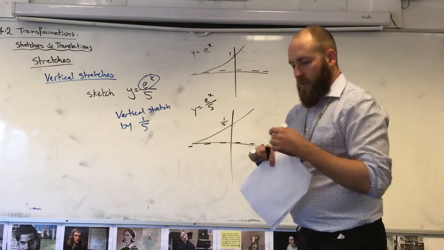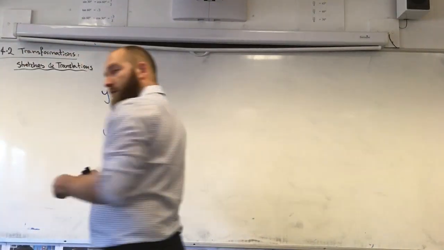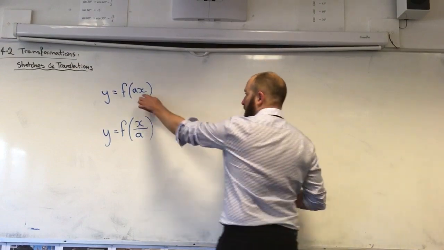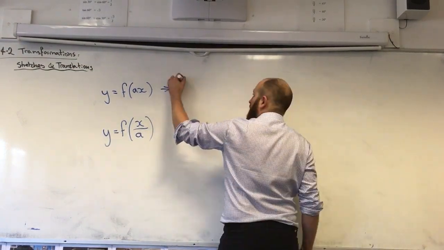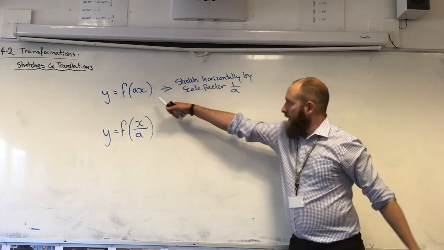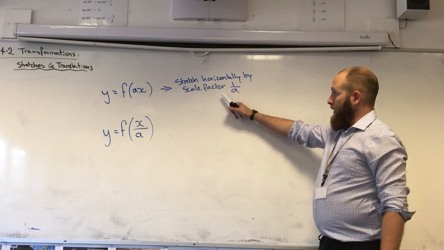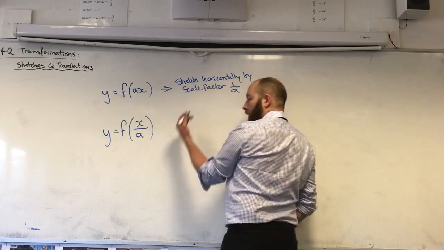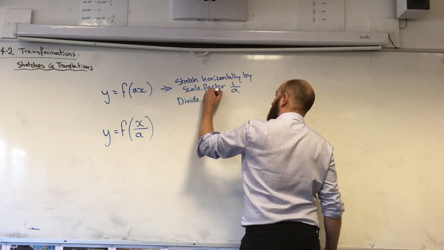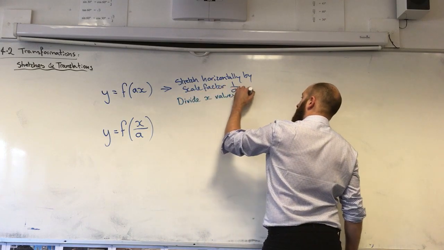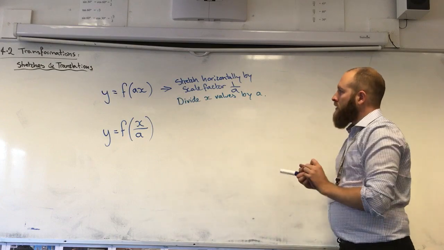Right, on to horizontal stretches. Okay, so horizontal stretches, again inside the function, and it's again going to do the opposite of what you think. So inside there, looks like you're multiplying it by a. No, we're going to stretch it by 1 over a. So in other words, we divide the x values by a, and that's going to make it look squashed.